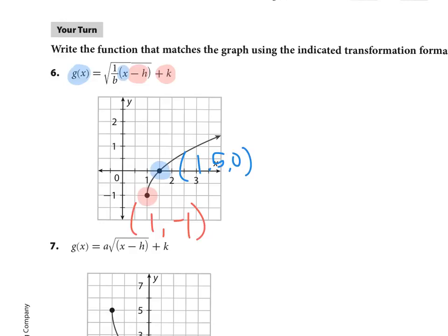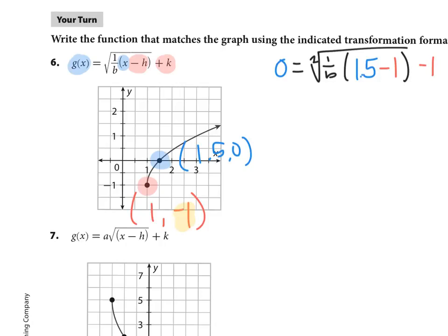So it says g of x, well that's 0, equals the square root, remember there's a 2 here, this is going to come in handy in a second, of 1 over b, because I don't know what b is, times x, which I know is 1.5. If you're not sure where I'm getting that from, pay attention to the colors. Minus, wait, hold on, I'm not going to put that yet. So for h, I need to put this 1 here, but remember when it goes in here, it's the opposite sign, so it'll be a -1. And then close the parentheses, and then outside is k, which is -1. And k is -1 because this was -1 right here. So that -1 gave me k, gave me this -1 here. It's very, very important.